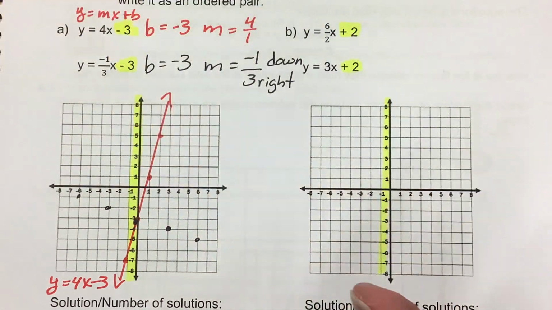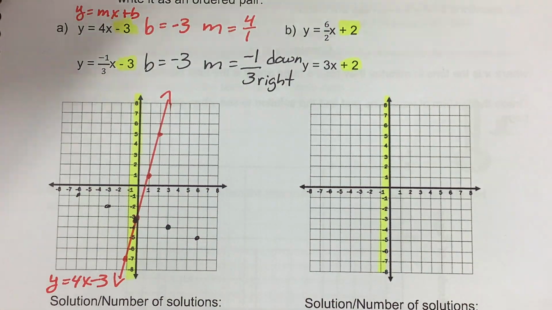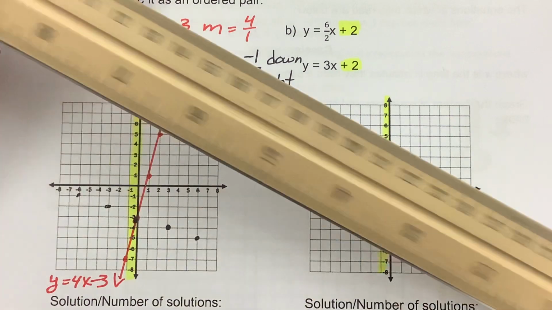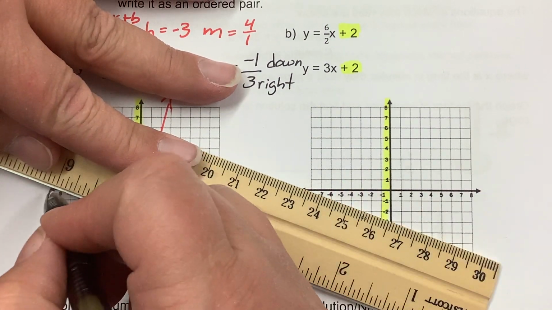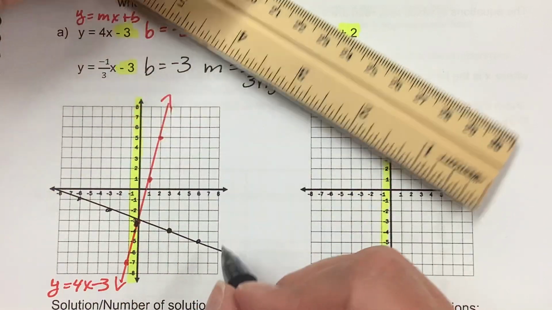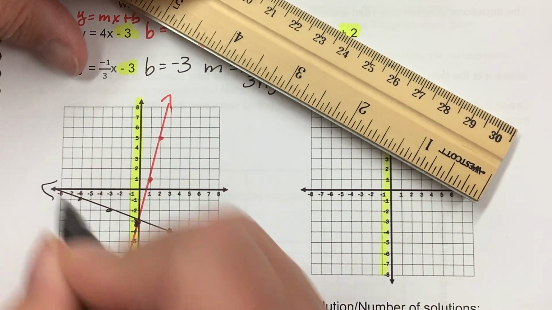Ugh. Why am I using a giant ruler? I don't know. It's not working out for me here. Here we go. Oh, I guess it's better than I thought.